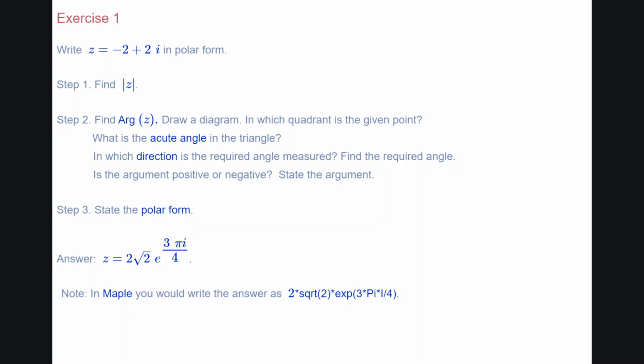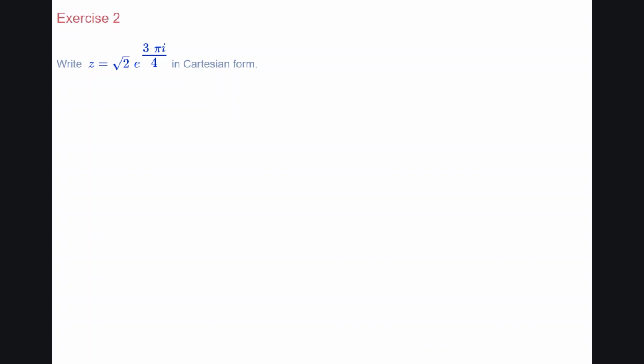Note, in Maple, you would write the answer as 2 asterisk sqrt with 2 in brackets, asterisk exp, and then in brackets you'd write 3 asterisk capital Pi asterisk capital I slash 4. Exercise 2 is an easy question.